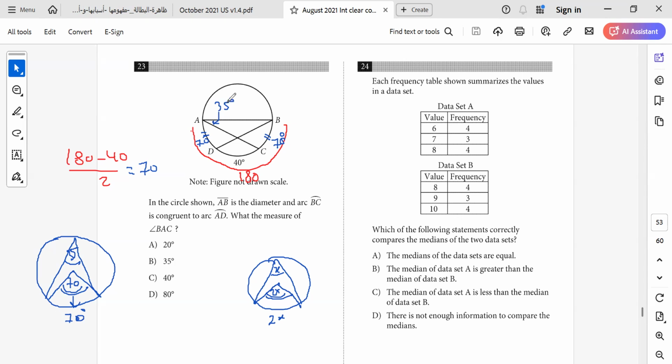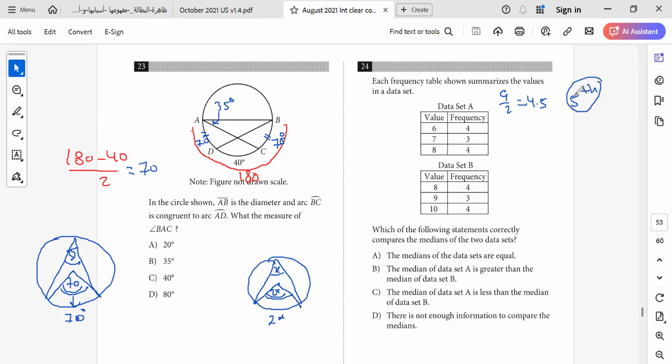Question 24, asking about the median. How many values here, Rimas, in set A? They are how many? 3. No, 4 plus 3 plus 4, 9. 9 divided by 2 is 4.5. So the median is the fifth.